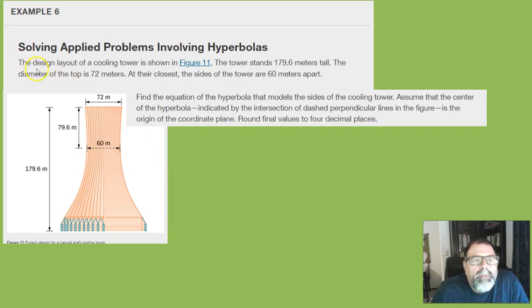Okay, example 6. So here's the cooling tower. The tower stands 179.6 meters tall. The diameter is 72 at the top. At their closest, the sides are 60 meters apart. So at the skinniest part, that's where the vertices are going to be. Find an equation of the hyperbola that models the size of the cooling tower. Assume that the center of the hyperbola, indicated by the intersection of the dashed perpendicular lines in the figure, is the origin of the coordinate plane. So we can put our origin right here.